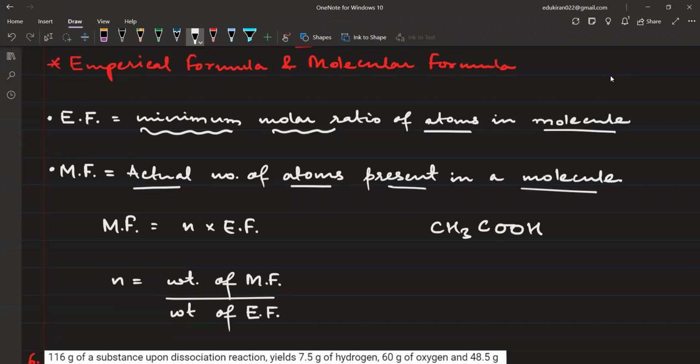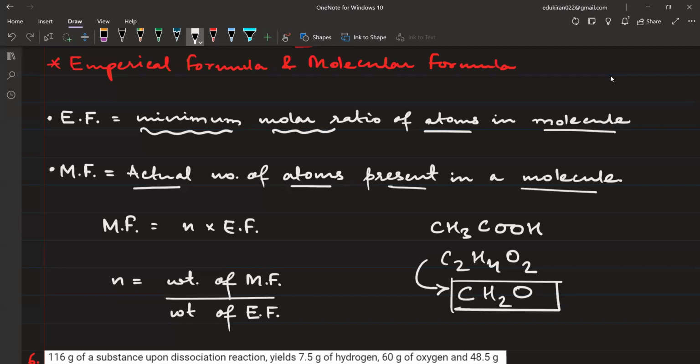CH3COOH. So this is the molecular formula. If you want to see the empirical formula, I can write C2H4O2. I can reduce it furthermore. Yes or no? Can I reduce it furthermore? We can take something common from C2H4O2. Yes, so what will be the empirical formula? It will be CH2O. So this is my empirical formula, and the molecular formula is CH3COOH.